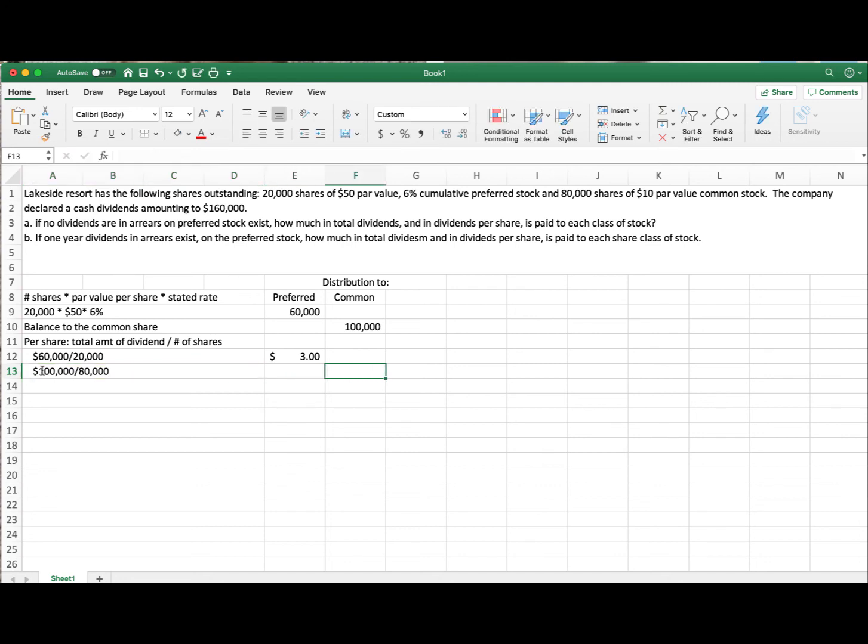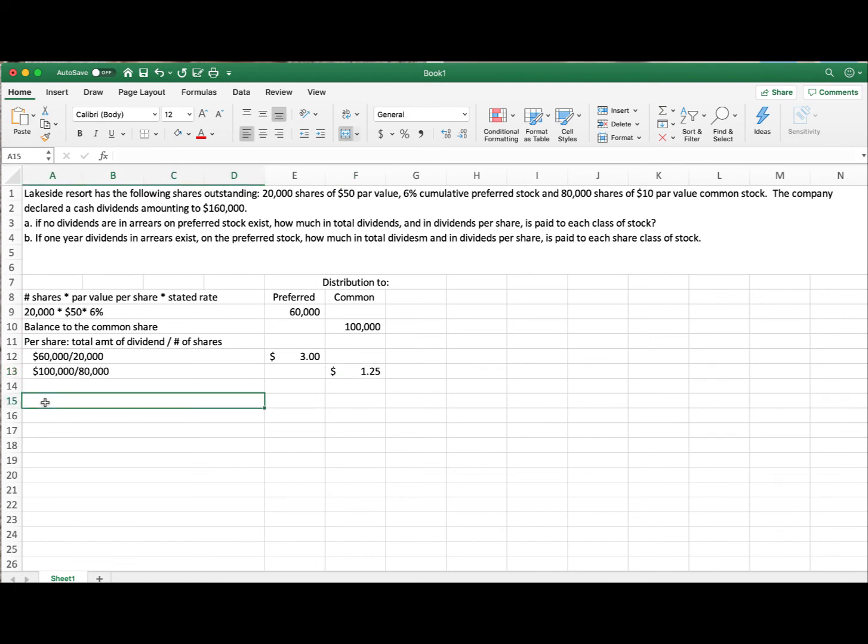And the dividend per share, I take my $100,000 and I divide it by the number of shares outstanding, 80,000. I end up with $1.25 per share. Okay, that's part A.